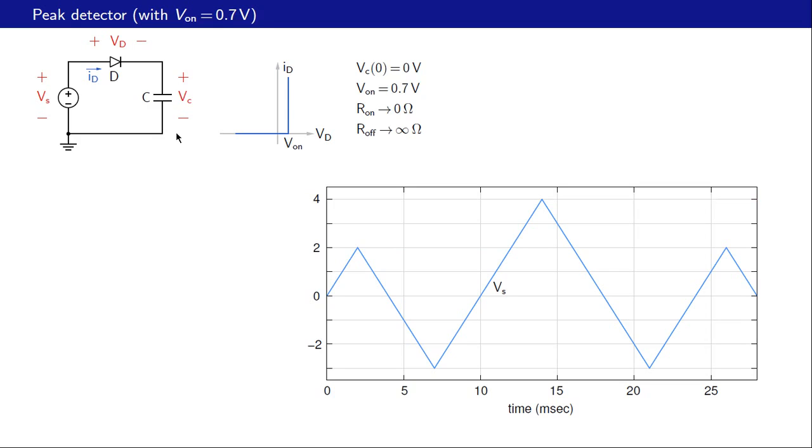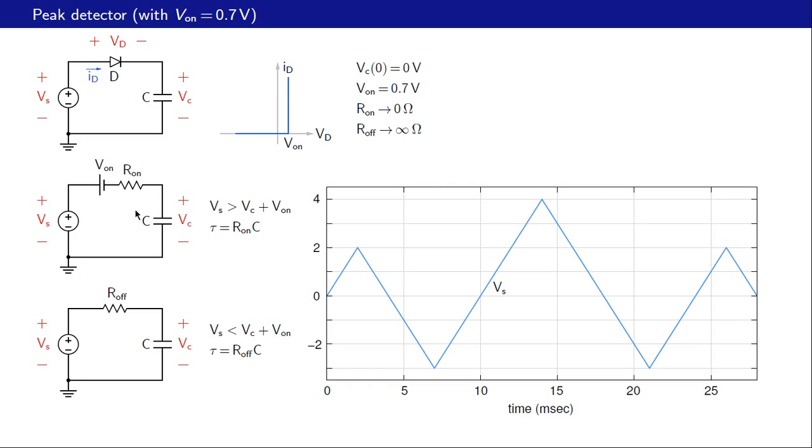Let us consider the same circuit once again, but with a more realistic diode model with V on equal to 0.7 volts and otherwise ideal, that is with R on equal to 0 and R off equal to infinity. So these are the equivalent circuits. When the diode is conducting, we replace it with a battery or a voltage source V on, that is 0.7 volts, in series with R on. And when the diode is not conducting, we replace it with R off, a large resistance.